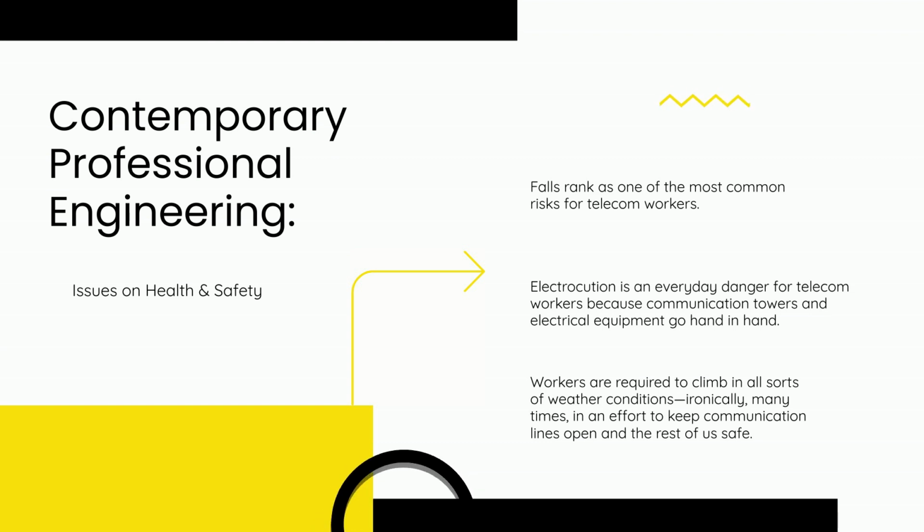Let's talk about the contemporary professional engineer on health and safety issues. First, falls rank as one of the most common risks for telecom workers, which include improper training, lack of ladder and safety devices. Therefore, companies need to ensure appropriate fall protection equipment is given.